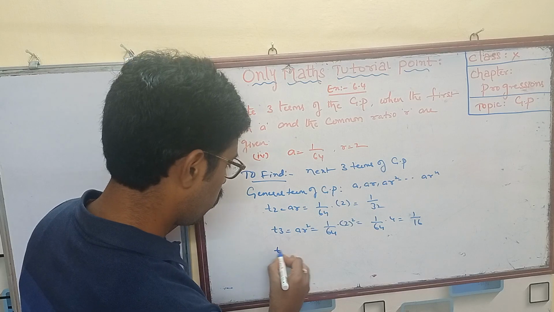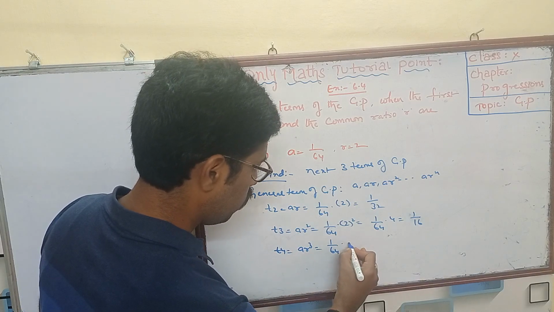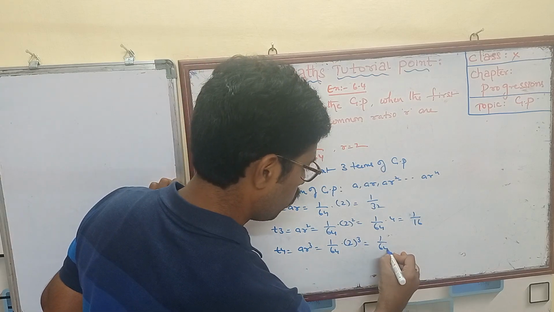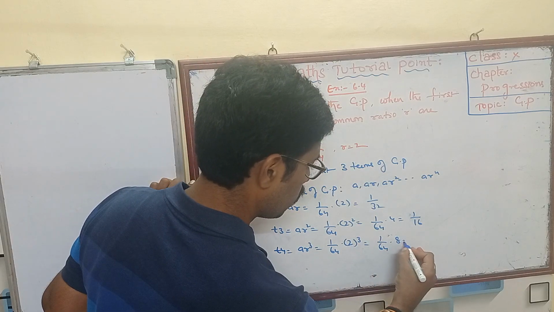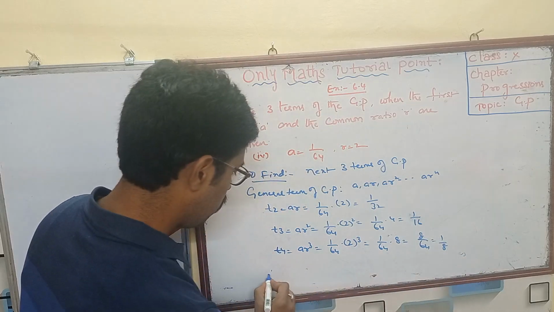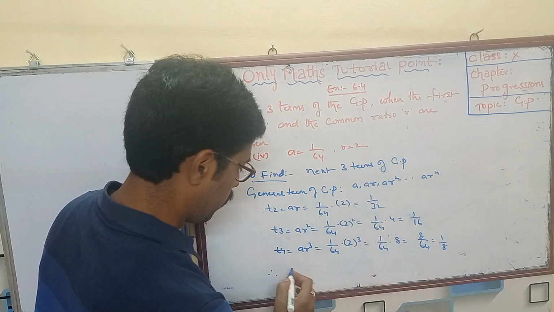Okay, now T4, AR cube, that is equal to 1 by 64 into 2 cube, 1 by 64 into 8. So 8 by 64 is 1 by 8. Therefore, the next three terms are 1 by 32, 1 by 16 and 1 by 8.